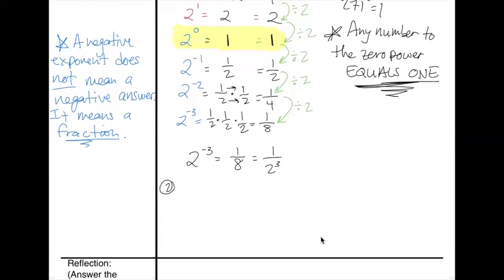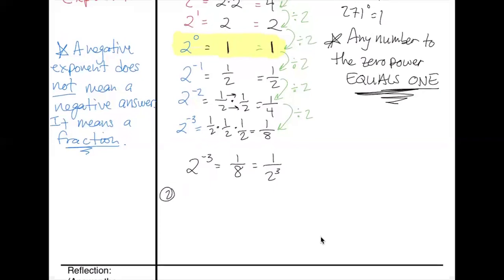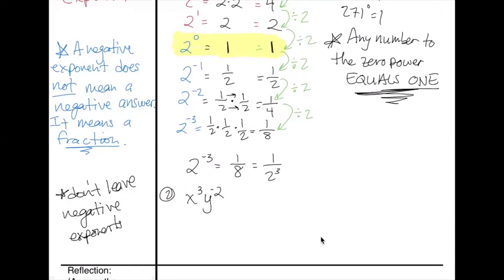I'm going to give you an example of what I mean. Number 2 here. Go ahead and write this down: x to the third, y to the negative 2. The rule in math is this. Don't leave negative exponents. Go and write that down. Don't leave negative exponents. So we have x to the third, y to the negative 2. Well, I have a negative exponent, and I don't want to leave negative exponents.